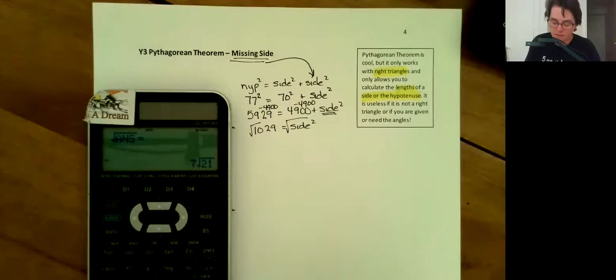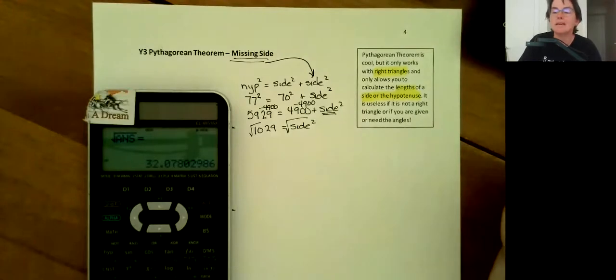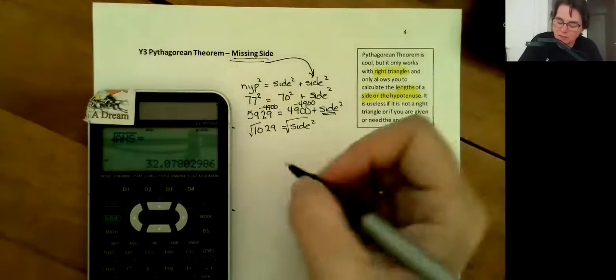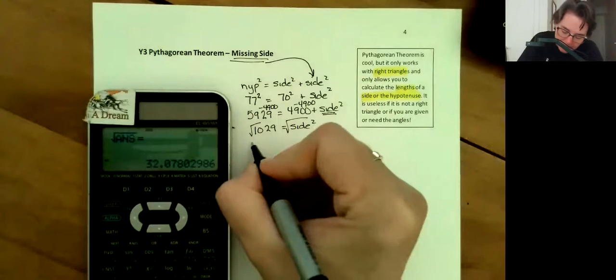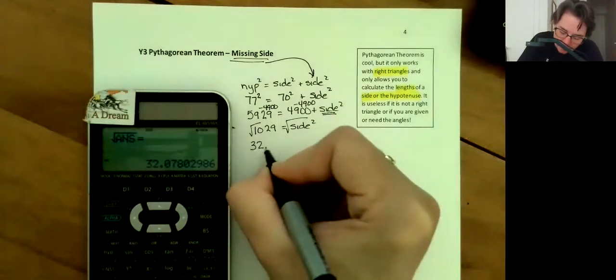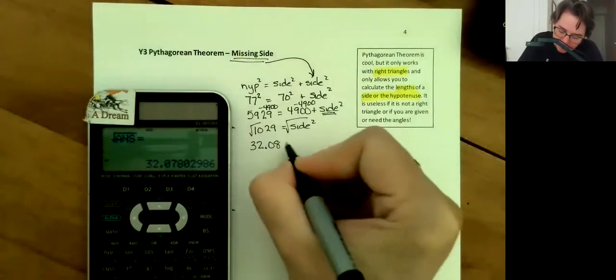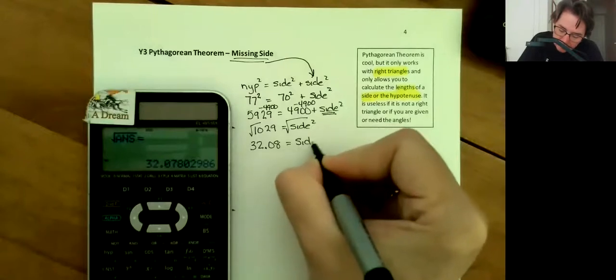Oh, check that out, 7 root 21. Okay, well, there we go. That's just my calculator giving me the most exact answer possible that I don't need. All right, 32.08 is equal to the side.